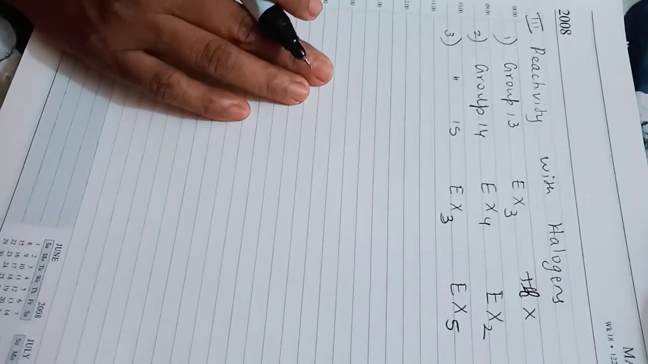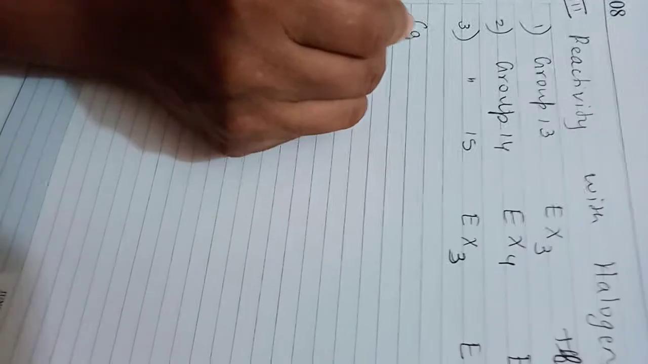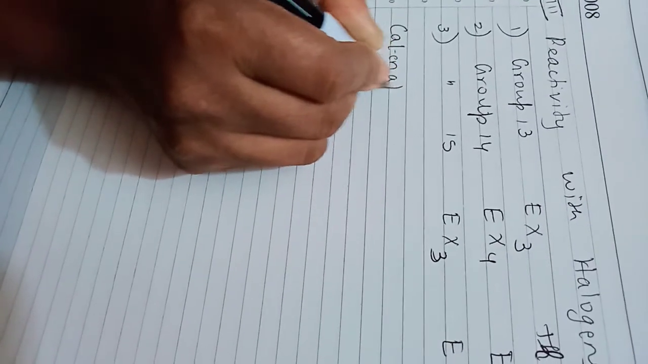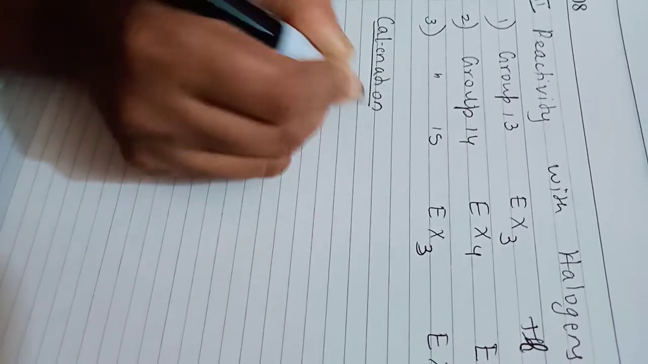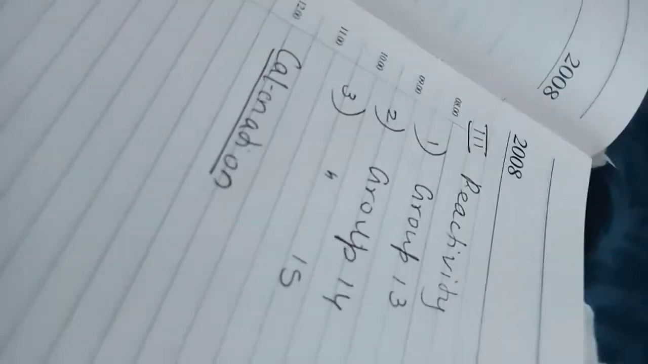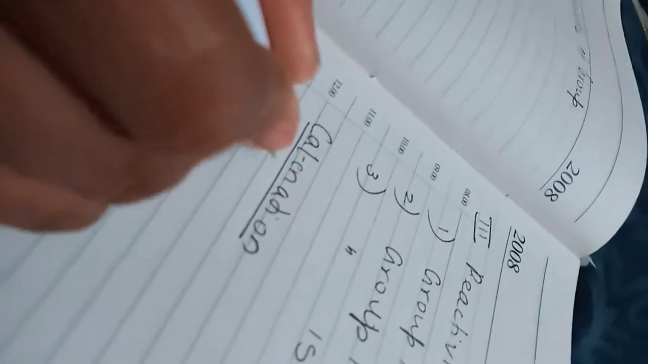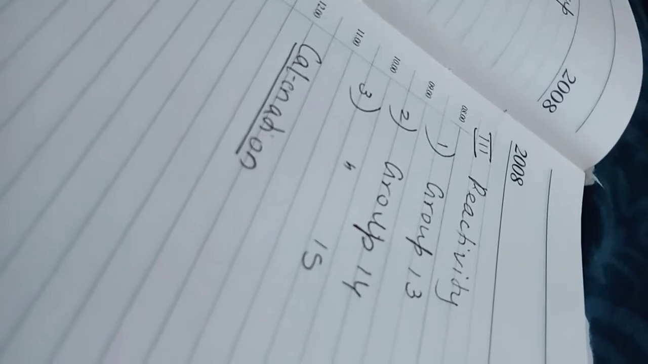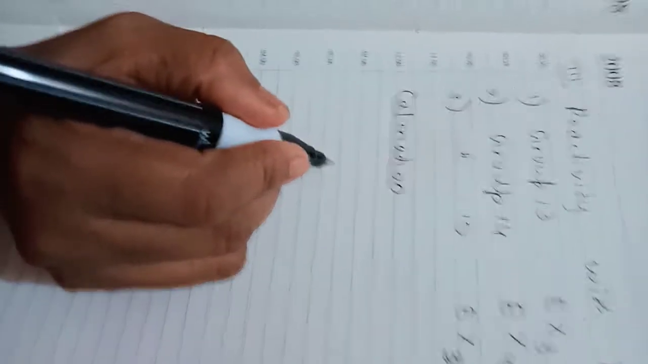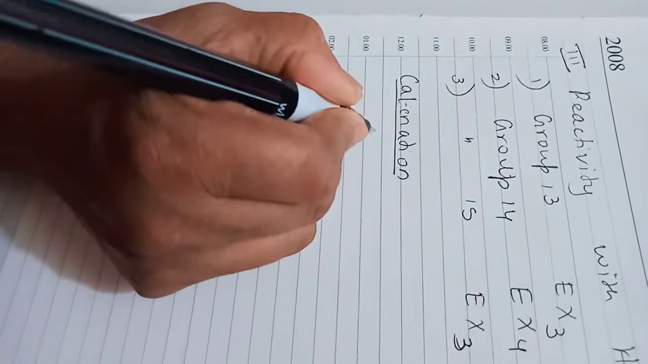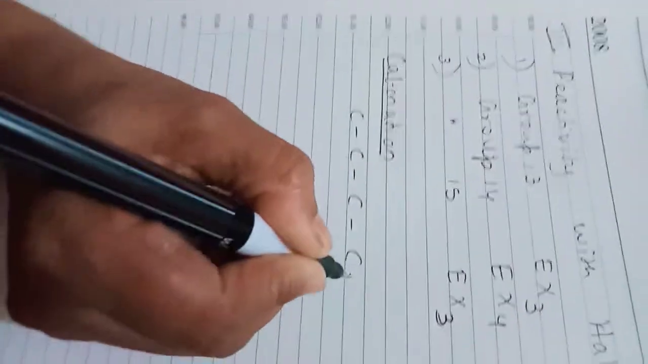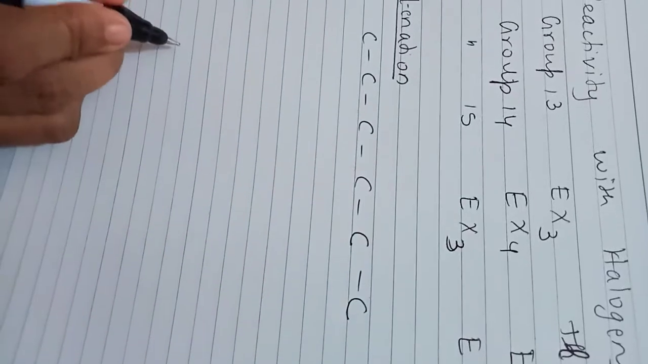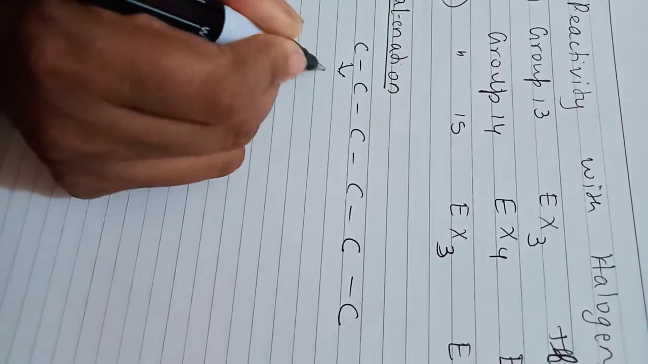After this, we enter into some unique property of the elements of group 13, 14 and 15, and that is the property of catenation. Now, what is catenation? Catenation is the property of bonding of the atoms of the same elements so as to form large chains, and the bonds formed are covalent bonds.